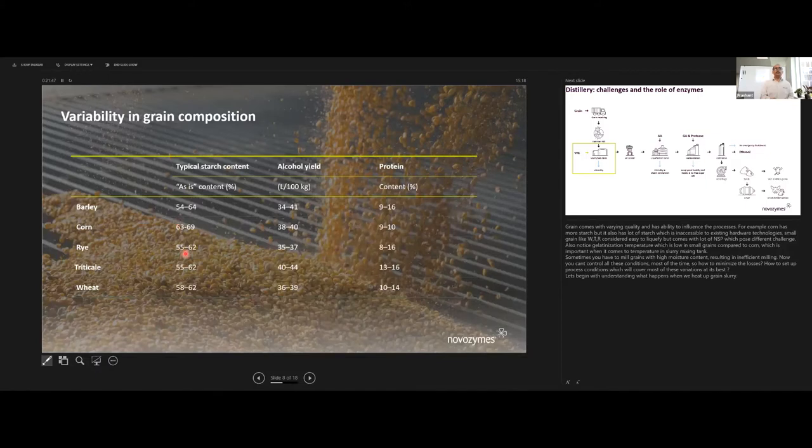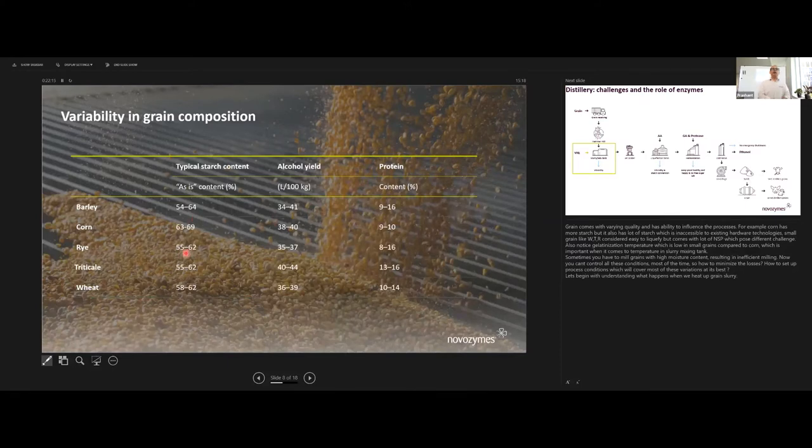And as you notice, the starch content of these varies. And why I'm showing you this starch content is because that determines how much alcohol it will produce per ton. For example, if you are using purely 1 ton of corn, it will make more alcohol because it has more starch as such per ton.